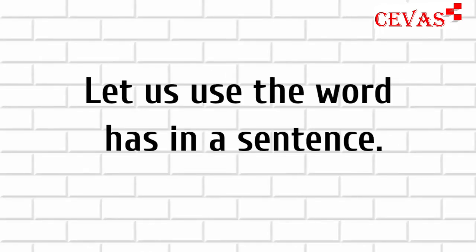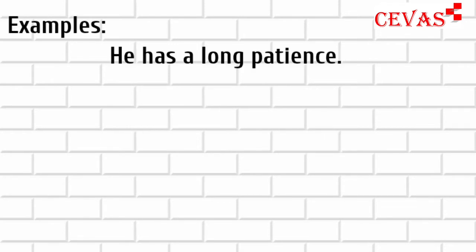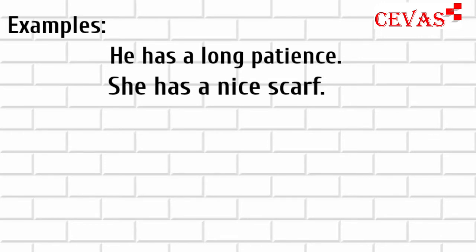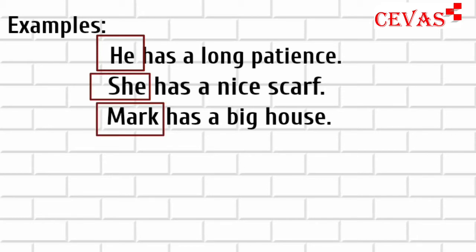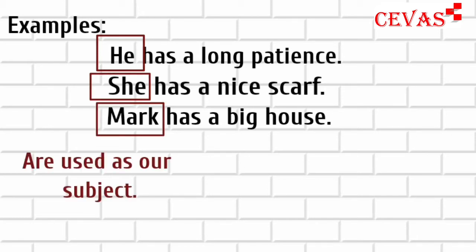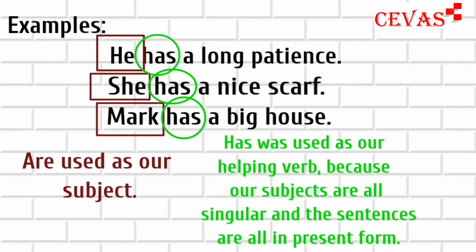Alright, so let's try to use the word has in a sentence. He has a long patience. She has a nice scarf. Mark has a big house. He, she, and Mark are used as our subject. So we use has as a helping verb because our subject and pronouns used are all singular, and the sentences are all in present form.